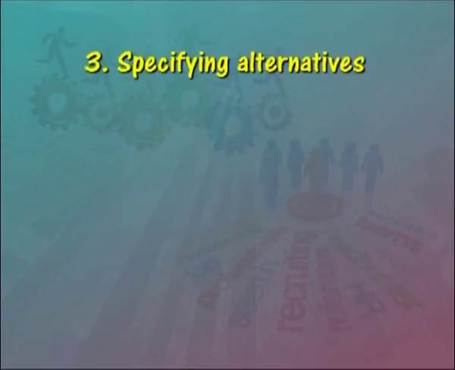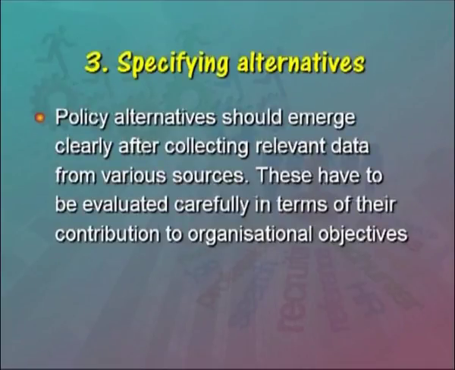The next step in formulating the policy is specifying the alternatives. Policy alternatives should emerge clearly after collecting relevant data from various sources. These have to be evaluated carefully in terms of their contribution to the organizational objectives. It is always better to involve people at various levels, especially those who are going to use and live with such policies. Top management should put the stamp of approval only when everything is above board and the stated policy clearly reflects the organizational priorities.